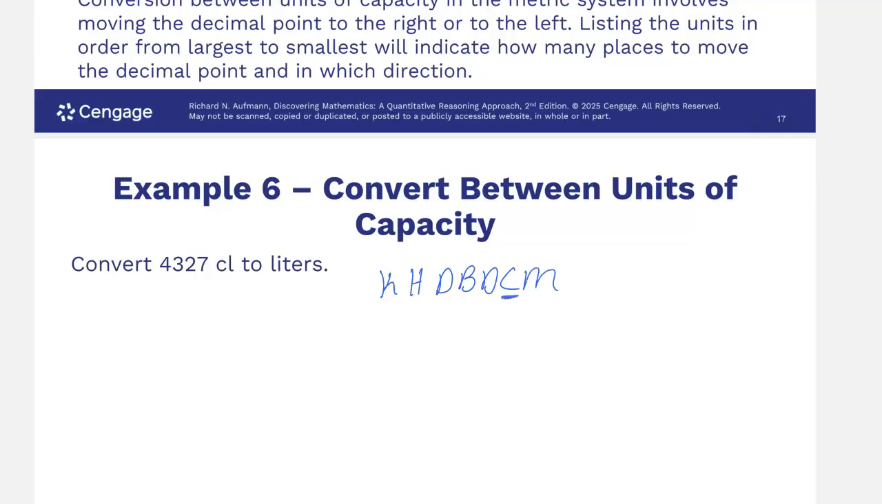So I want to go from centiliters to liters, which is my base. So I'm going to move the decimal 2 times to the left, which means I'm going to do the same thing with this decimal, 2 times to the left. So 43.27 liters is in 4,327 centiliters.